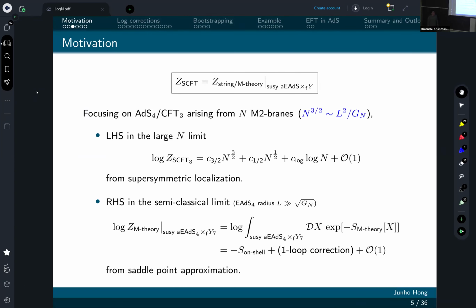On the other hand, on the right-hand side, you have the dual M theory path integral around your supersymmetric AdS4 solution with a seven-dimensional internal manifold. And you might be able to write that path integral schematically as follows, where capital X just captures all dynamical fields in your theory, a very schematic expression. And then you can think about a semi-classical expansion by a saddle point approximation, where the AdS radius is much larger than the four-dimensional Planck length. Then you have the obvious on-shell action contribution, which is leading, and then loop corrections. And holographic duality tells us that these two expansions must be identical upon the holographic dictionary I presented above, relating field theory and gravity parameters.